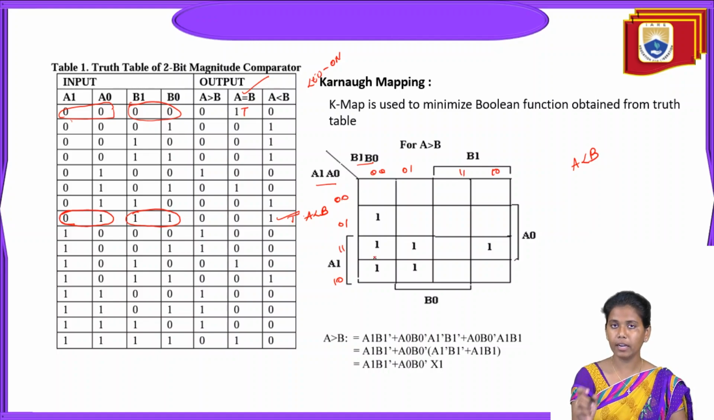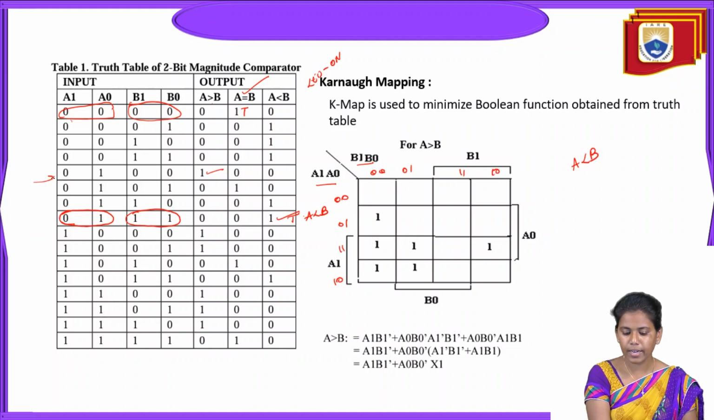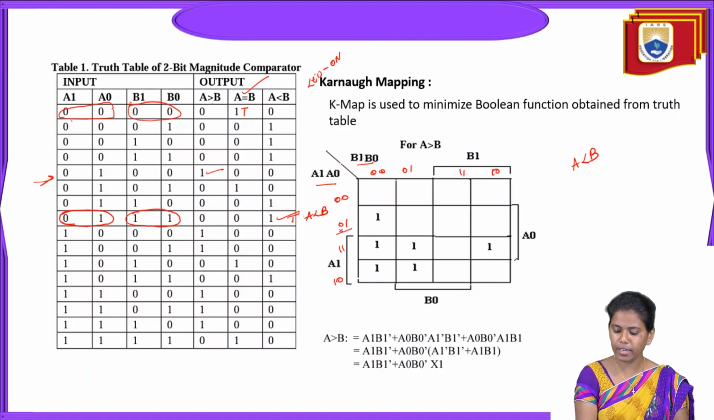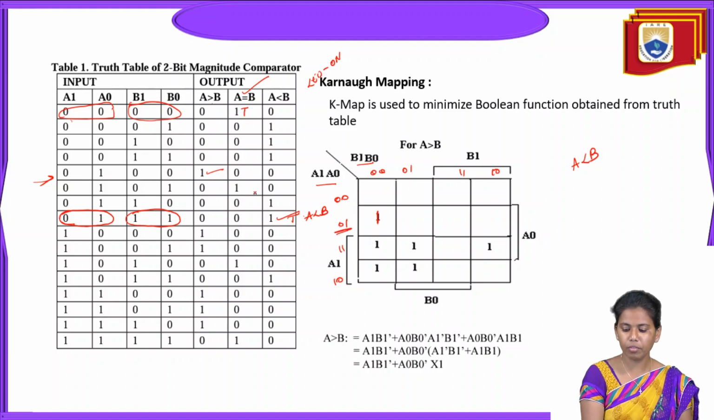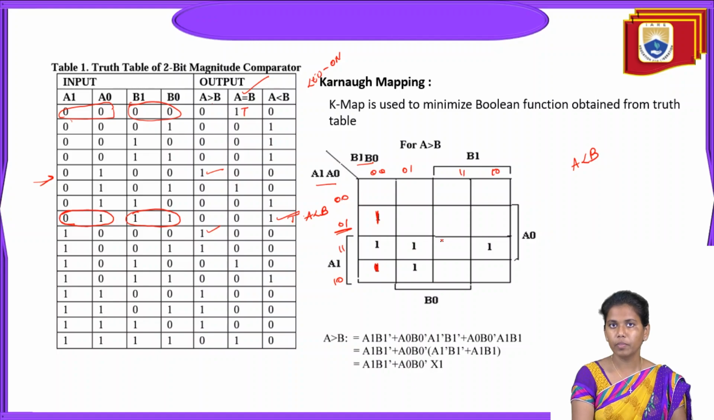So in order to observe A greater than B, the first 1 is at A1 as 0, A0 as 1. That is 0 1, so the 0 1 is 1. And then as we move on, we get 1 here as well. A1 as 1, 0 1, 0 0, 0 1, 0 and 0 0. Okay. Likewise, based on the ones, however many ones you get as per the condition being true, that many ones you have to write in the particular K-map.